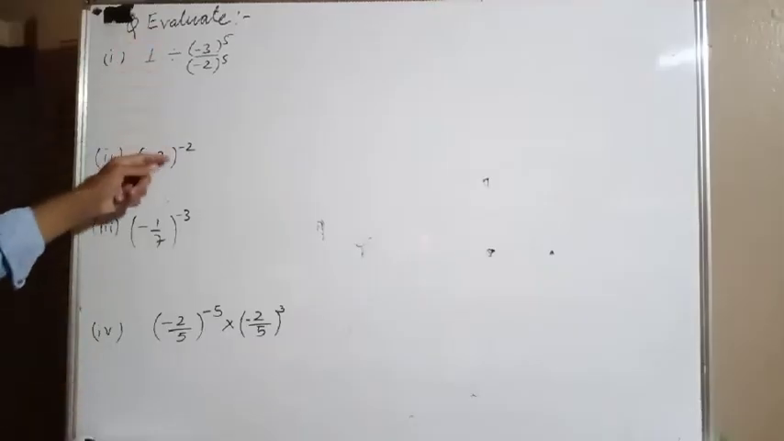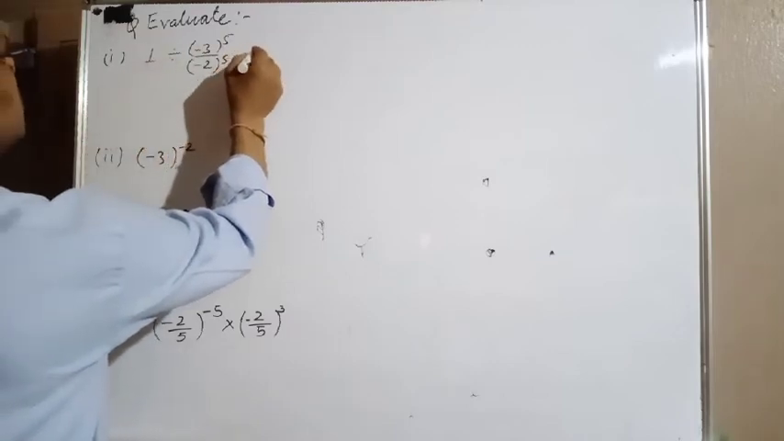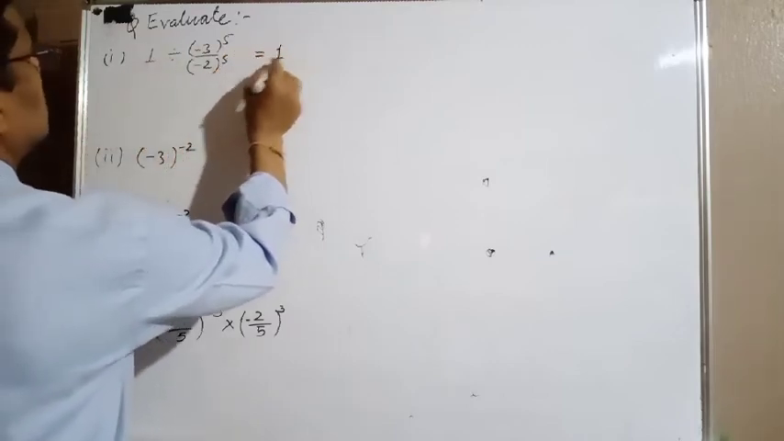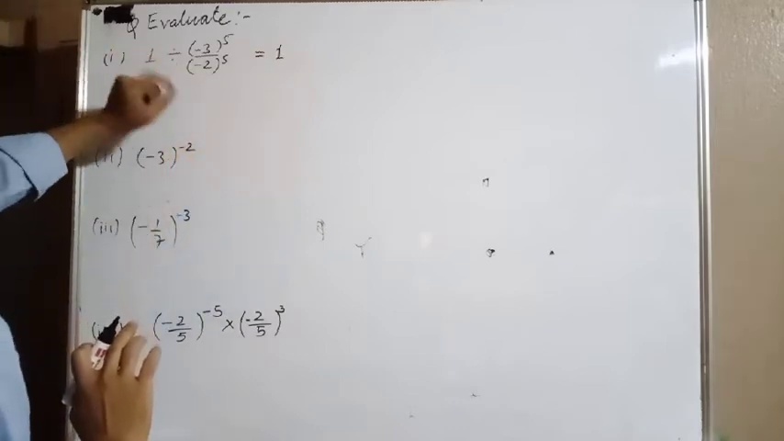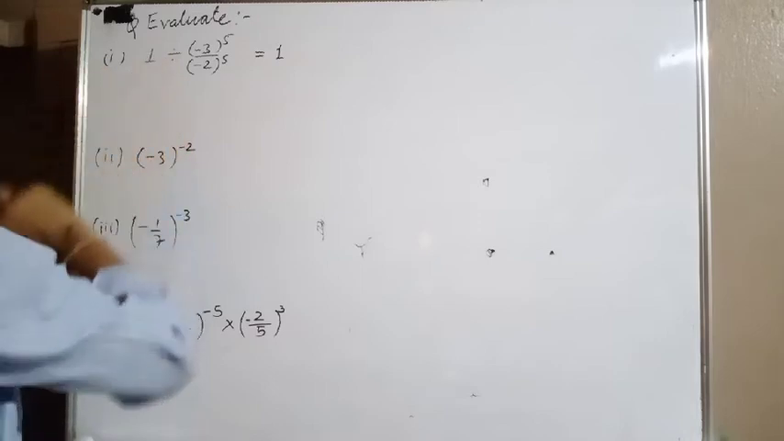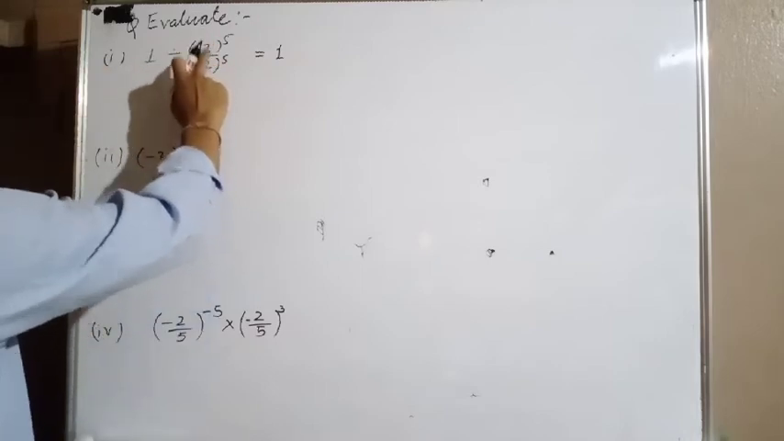Now evaluate. We have to evaluate this. How will you evaluate? 1 will come as it is. We can write here 1. This division sign can be converted into multiplication. How can you convert this into multiplication? If you write the reciprocal of this. What is the reciprocal of this?